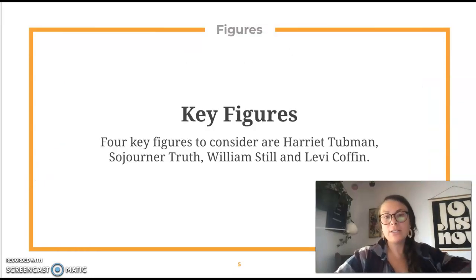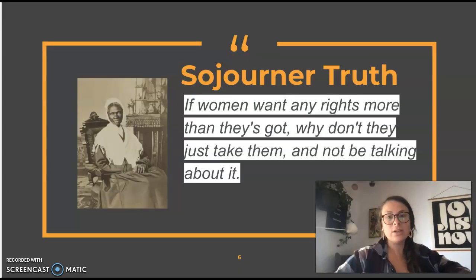Some key figures to consider are Harriet Tubman, Sojourner Truth, William Still, and Levi Coffin. Sojourner Truth was one of the individuals who was a very key voice in the abolition of slavery. She also spoke up for the rights of women. One of her quotes is, "If women want any rights more than they got, why don't they just take them and not be talking about it?" She was about action and activism and making a difference in her real life.